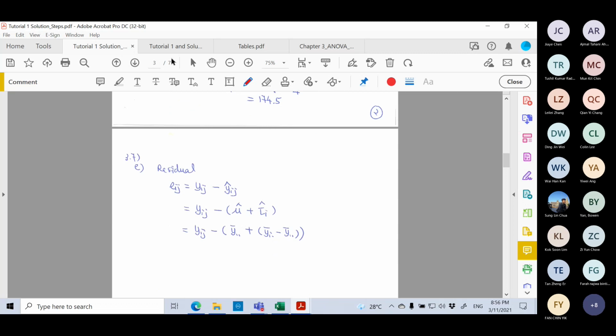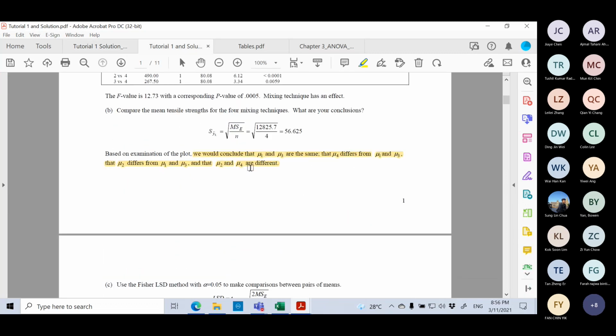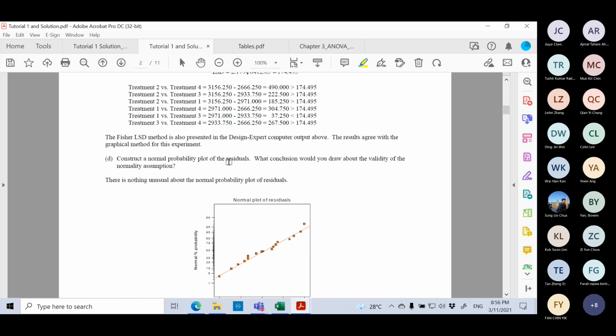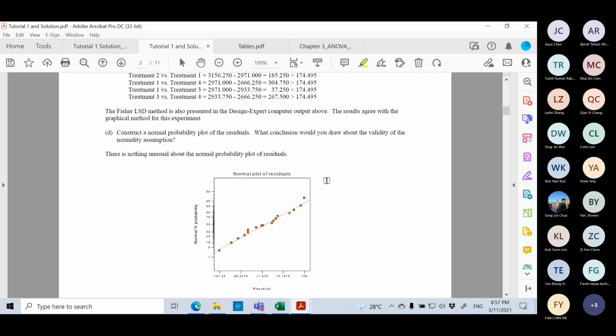And then the following question is to construct the normal probability plot of the residuals. For this type of plot, for the tutorial, maybe I will show it to you. You can use software to do it. If you do not have software, then you just look at the answer here only, because I don't expect you to do the manual calculation or drawing of the plot. Even in the exam, I will never ask you to do this type of plot by hand, unless it is an assignment, that is possible.